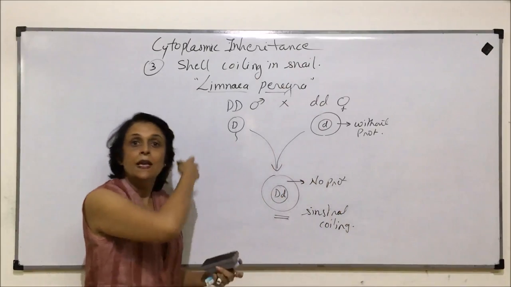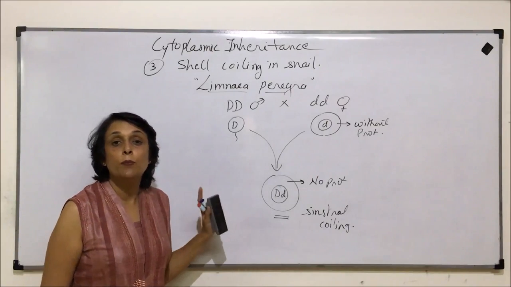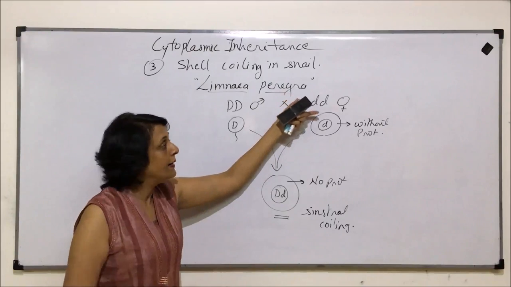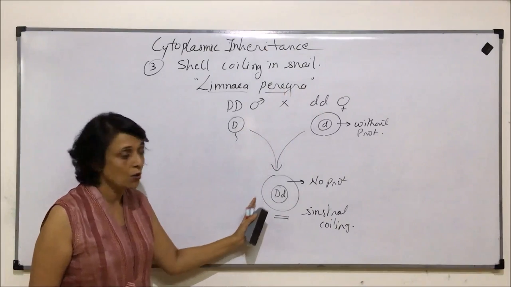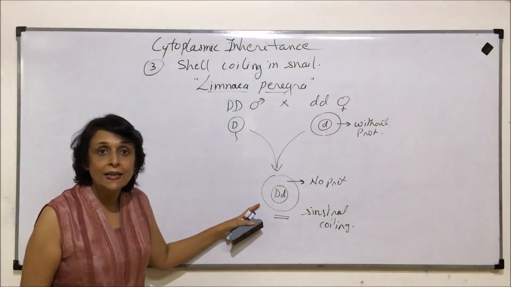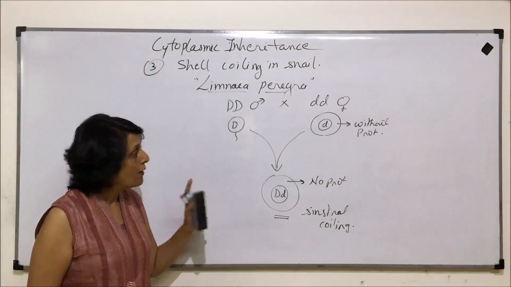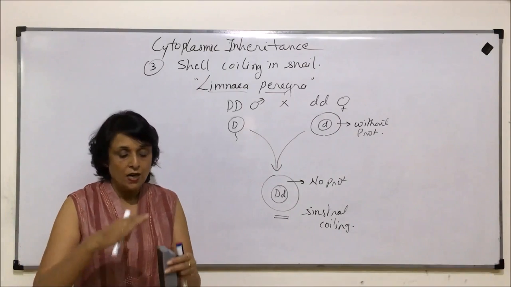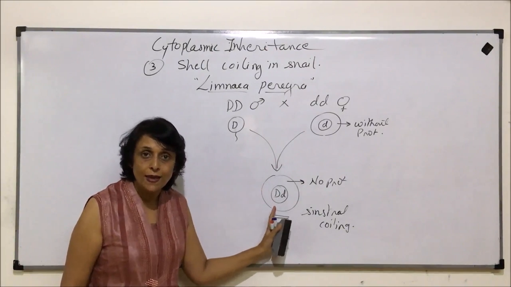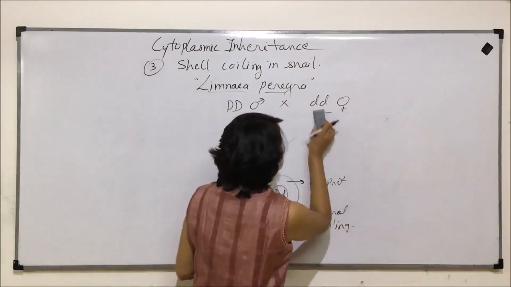Now, how is that possible? Why is the snail showing sinistral coiling? Because for shell coiling, the protein which is required should be present in the cytoplasm. If the female parent or the mother does not give that protein in the eggs to the offspring, then the shell coiling will be sinistral. Now, if this is a female and she produces eggs, she will produce this protein in the cytoplasm. So whenever we talk of shell coiling, we have to consider the offspring and the mother. This individual, if she is a female and produces eggs, then the eggs would have that protein.